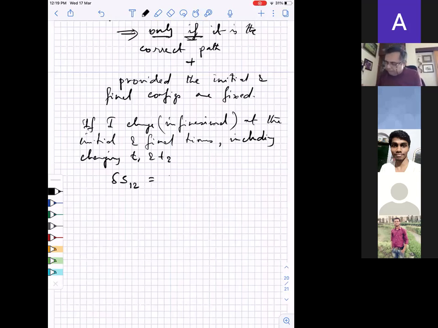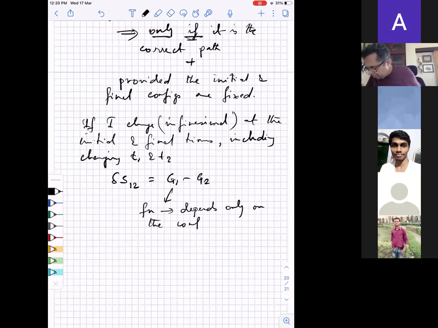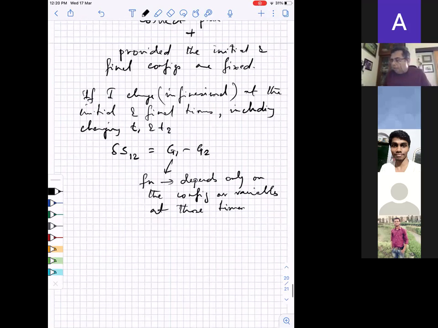And that I will write as G1 minus G2, where this G will be a function which will depend only on the dynamical variables at that time. So this G is then a function, and this function depends only on the configuration or variables at those times. Okay. So this is what the action principle states.